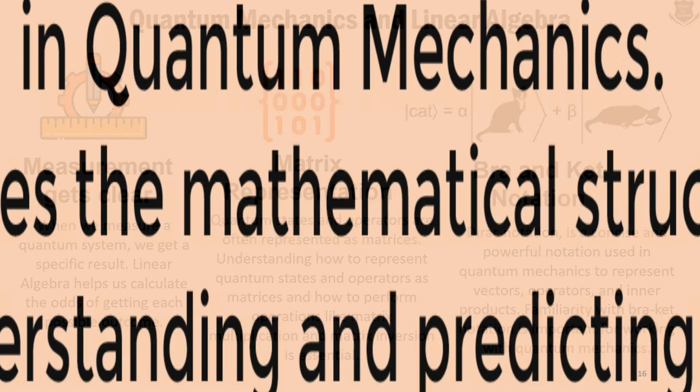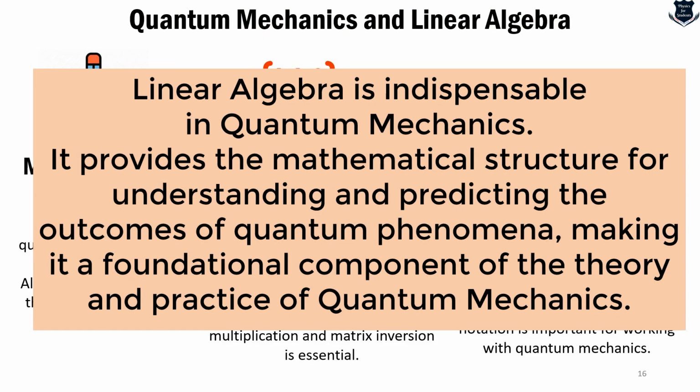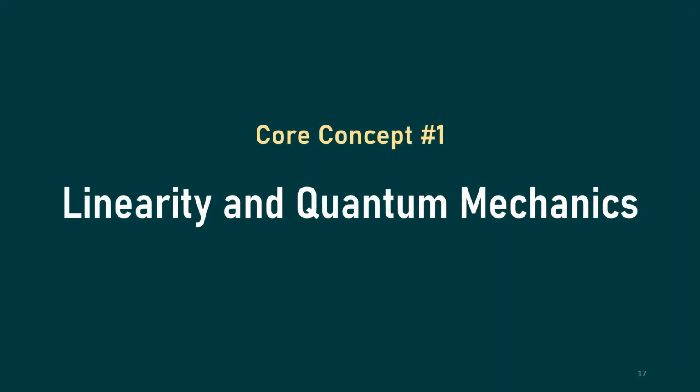So we can summarize now that linear algebra is absolutely indispensable and mandatory in quantum mechanics. It will help you to understand the mathematical structure for predicting the behavior of the outcomes and making it a foundation component of the theory and practice of quantum mechanics. Now, the first thing that I think must be going through your mind, when we talk of linear algebra and quantum mechanics, is the question: why do we call it linear in linear algebra? So the first core concept, which is very important, is what linearity is and how it is related to quantum mechanics.